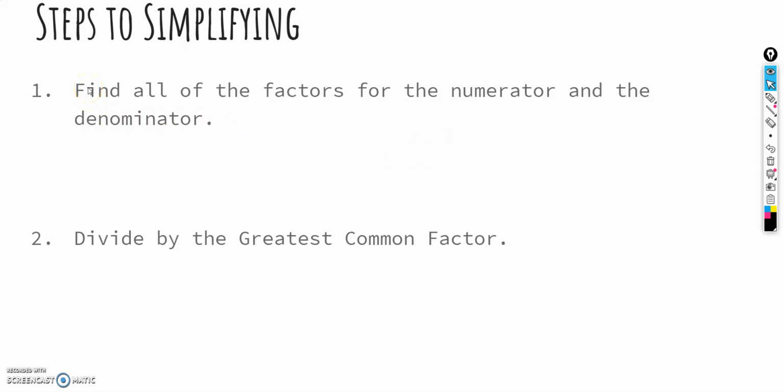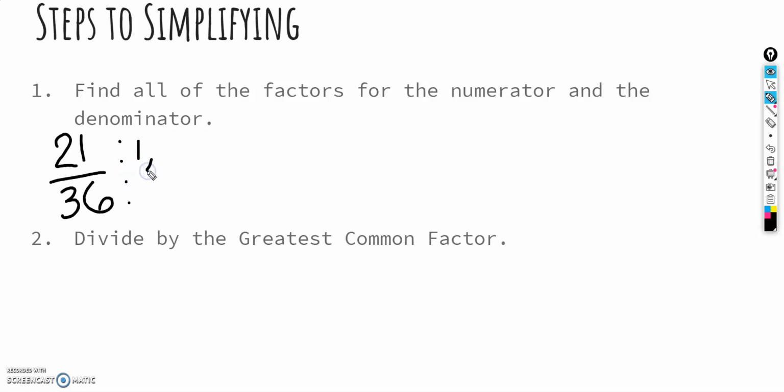First, you are going to find all of the factors for the numerator and denominator. If you don't remember what factors are, we're going to go over it, but if you need to go watch another video that's linked on our website, you can do that as well. Okay. So we are going to say that we have the fraction 21/36. The numerator is this top number, 21. So I'm going to find all of the factors for 21.